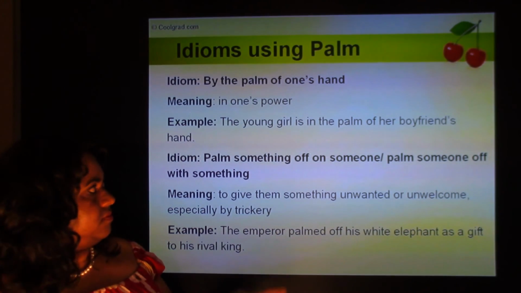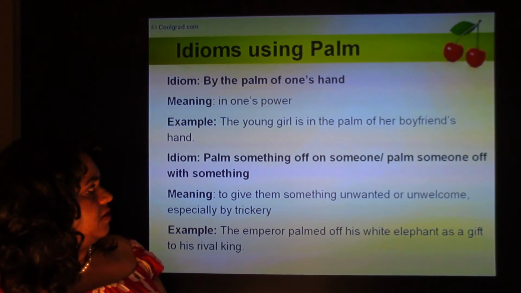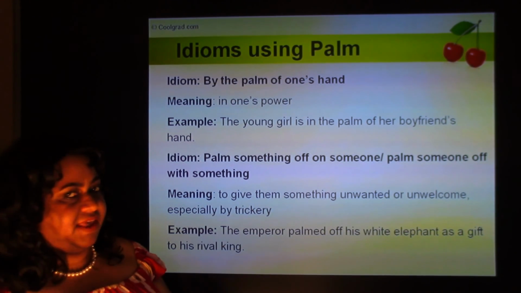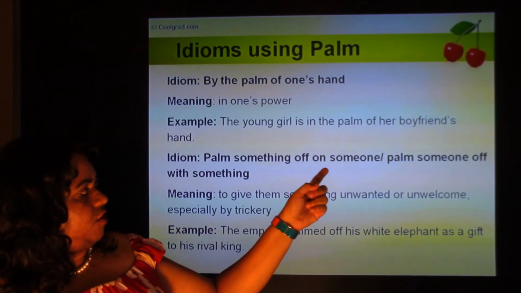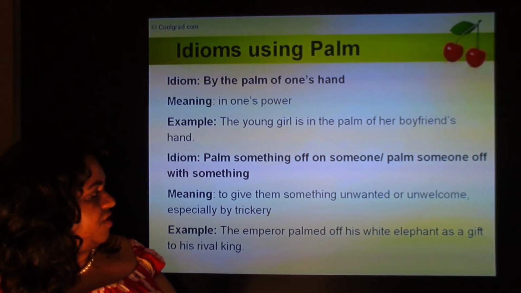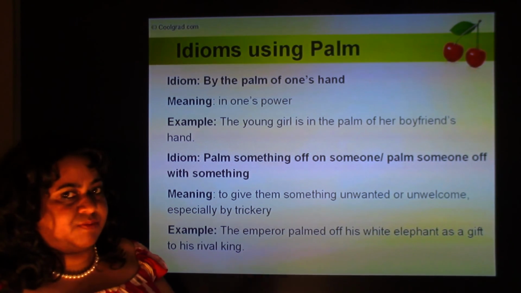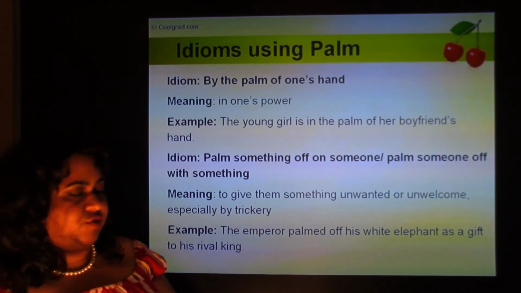Idioms using palm. In the palm of one's hand means in one's power. The young girl is in the palm of her boyfriend's hand, meaning he is controlling her. Palm something off on someone, or palm someone off with something, means to give them something unwanted or unwelcome, especially by trickery. The emperor palmed off his white elephant as a gift to his rival king.